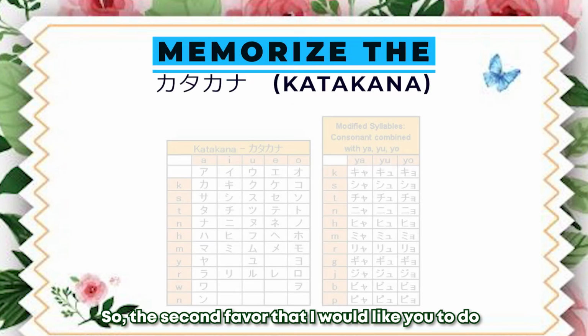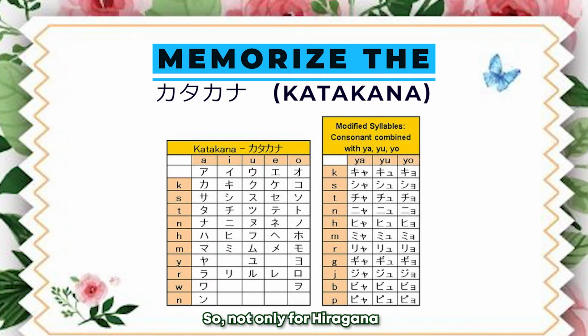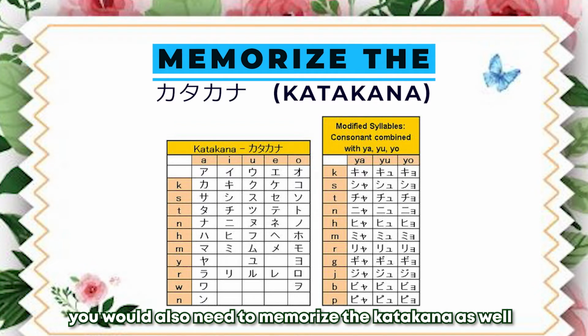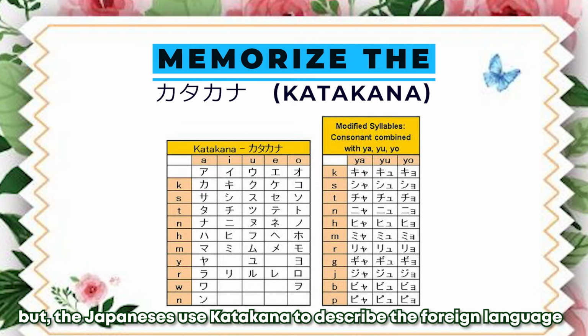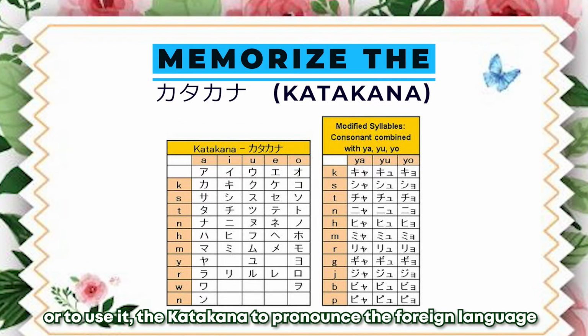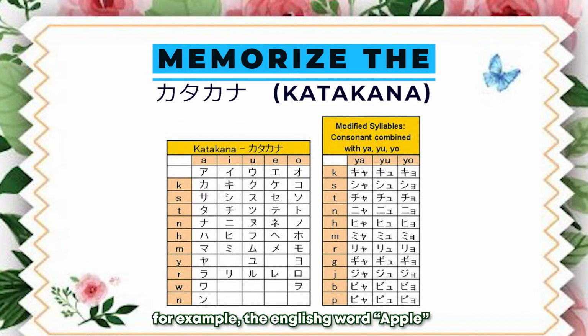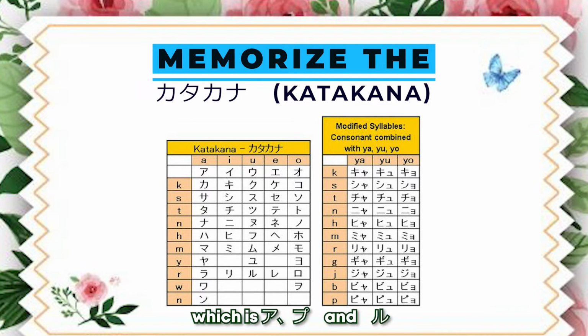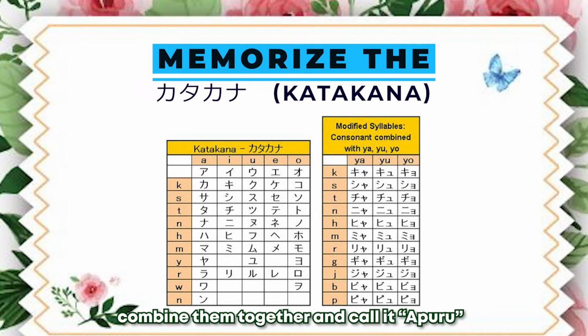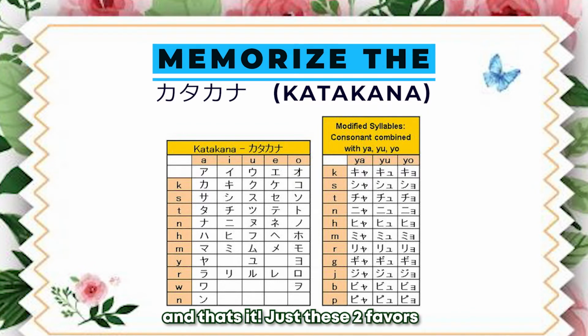The second favor I would like you to do is very similar to the first one. Not only for Hiragana, you would also need to memorize the Katakana as well. Katakana is also Japanese letters, but the Japanese use Katakana to describe foreign language, or to pronounce the foreign language. For example, the English word apple, Japanese would use these three Katakana letters, which are A, Pu and Ru, combine them together and call it Apuru, specifically to pronounce the foreign word. And that's it. Just these two favors.